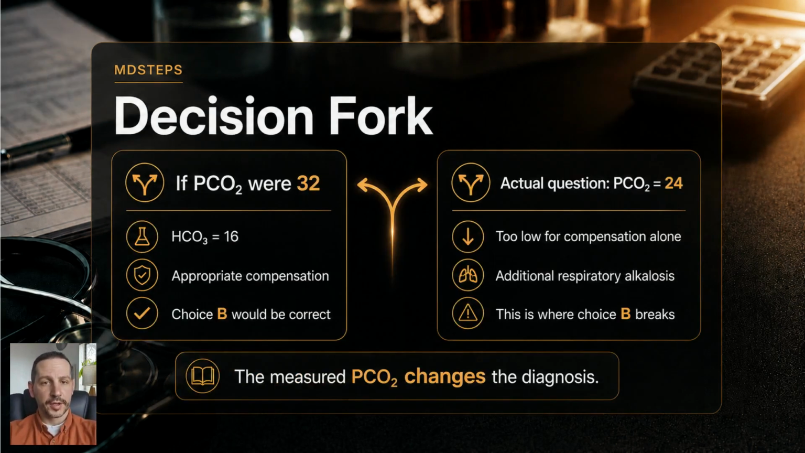Imagine the same patient had a bicarbonate level of 16, but the carbon dioxide were 32 instead of 24. Winter's formula would tell us that a carbon dioxide of 32 is appropriate compensation for the metabolic acidosis. In that version of the question, answer choice B would be correct. But in the actual question, the carbon dioxide is 24. That is too low. That is exactly where answer choice B breaks.